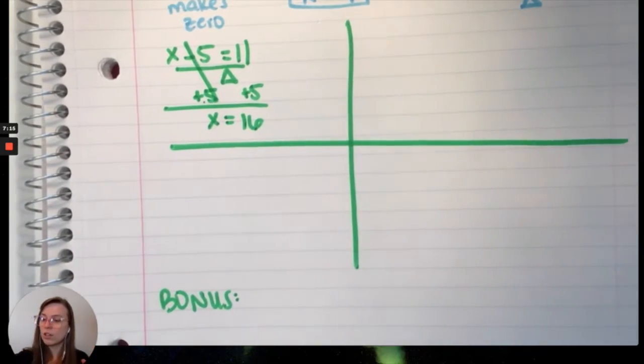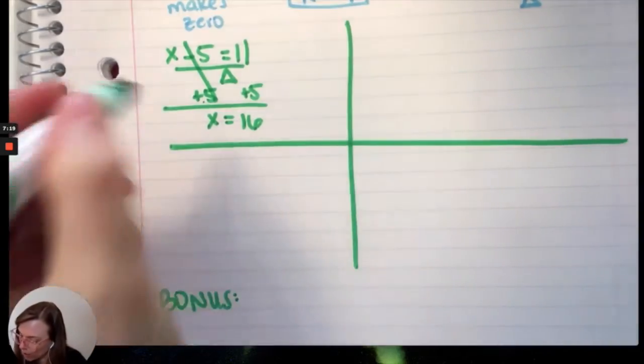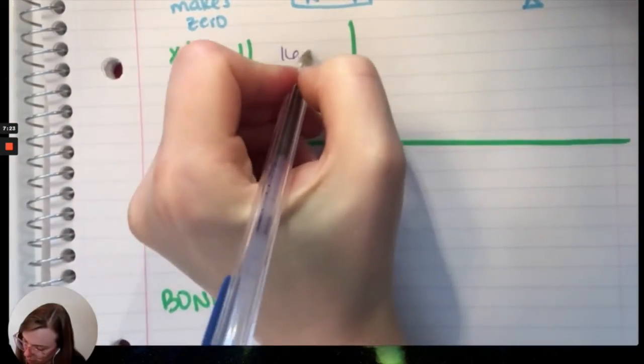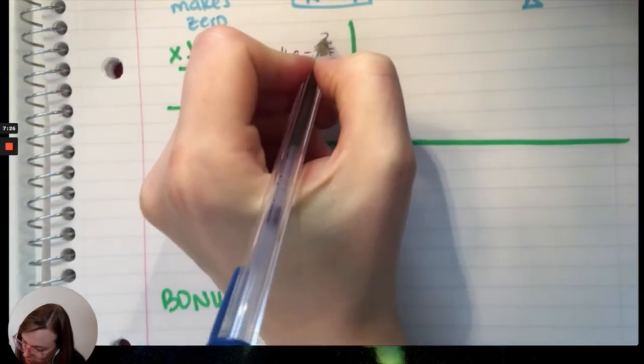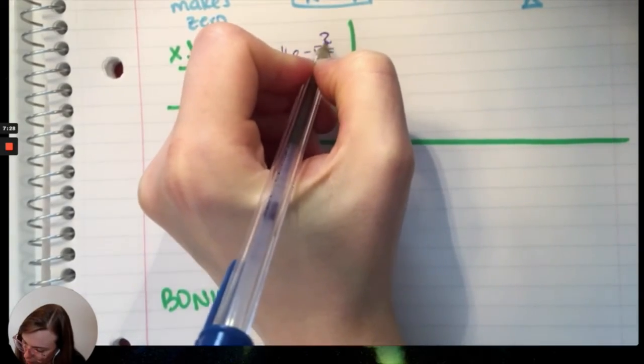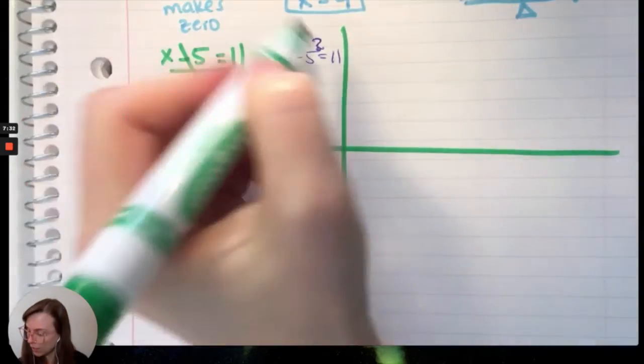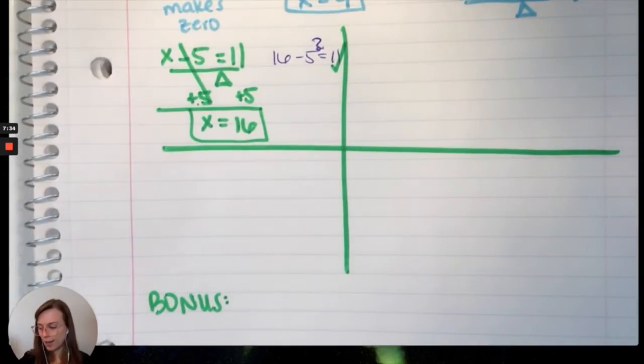Check step. I'll use pen. Why not? Check step. So I'm going to box this because boxing is awesome. Check step. So 16 minus 5 does, there's a question mark. Does that equal 11? 16 minus 5. Yes, that equals 11. Check. Done. Okay, I know I'm right.